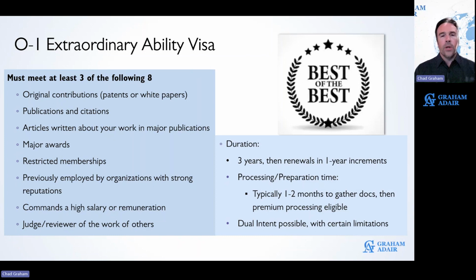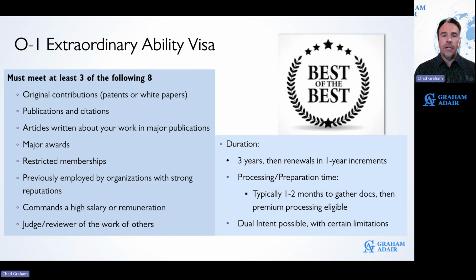And then judge or reviewer of the work of others. Peer reviews can be helpful, especially if you do a lot of them. But again, it's better if you're part of the selection committee or like on an editorial board. That's even better evidence of that final criterion. And if you can prove at least 3, then you may qualify for O1. O1 is a great visa because it's good for 3 years at a time.